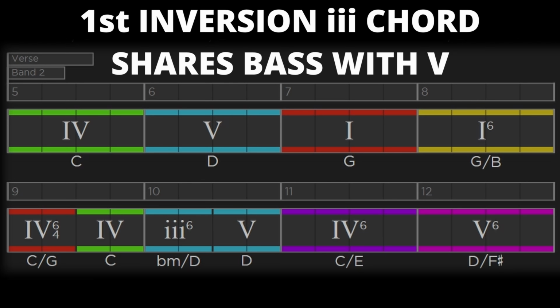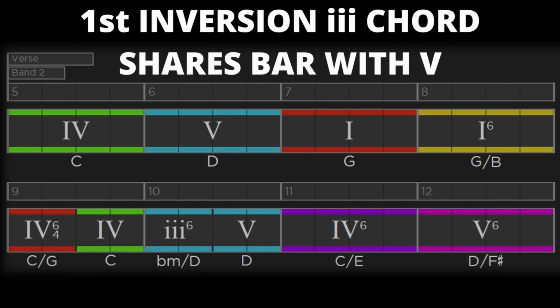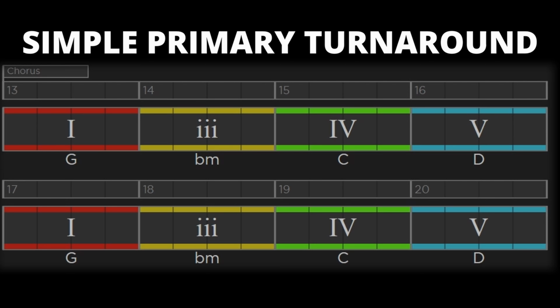We're using the first inversion, so the bass note is the same as the 5 chord and it can still work in our rising bass line that sets up the chorus. It also shares a bar with its relative major chord 5. Our chorus has become a simple primary turnaround, which is in Roman numeral order.